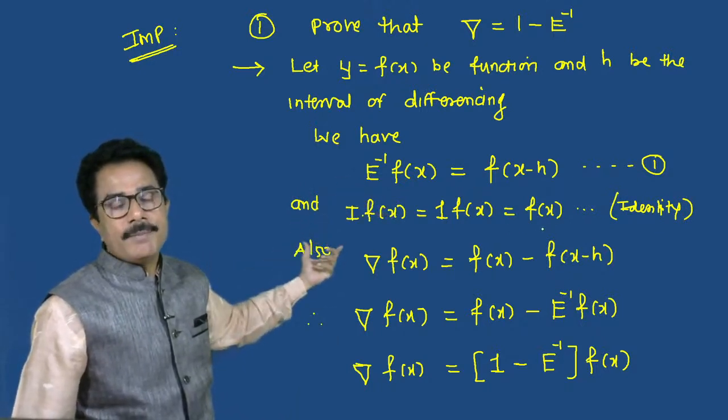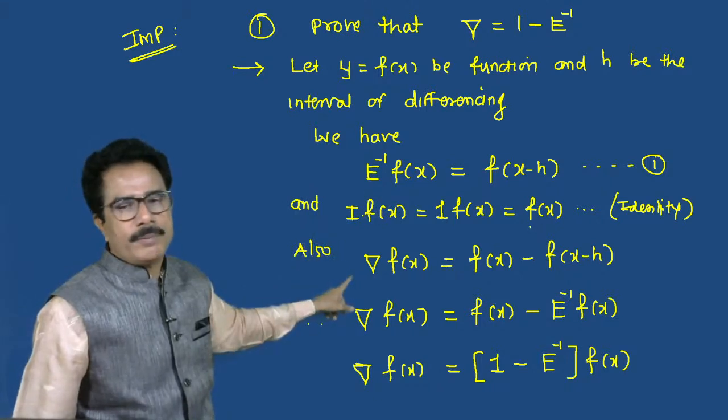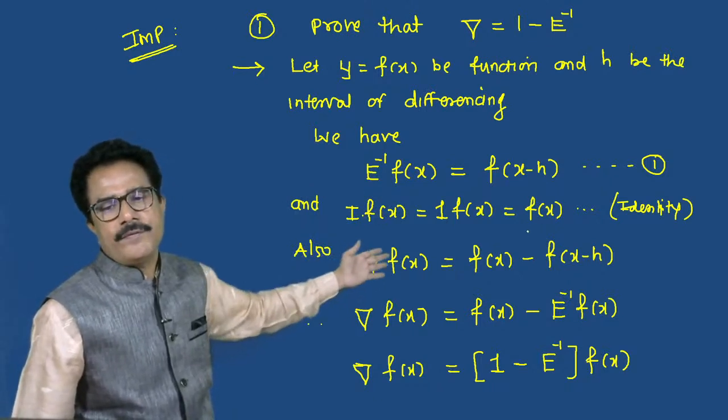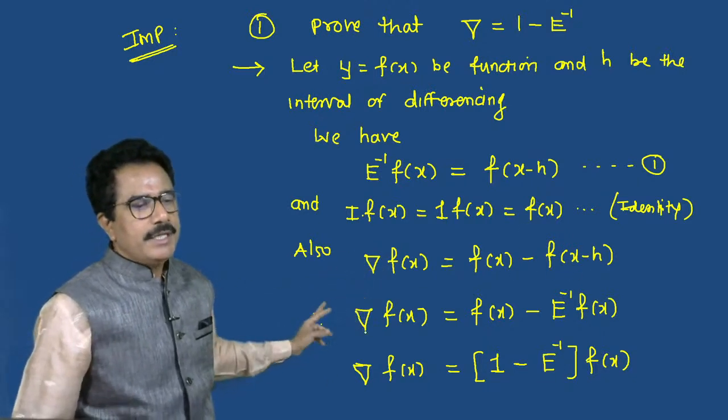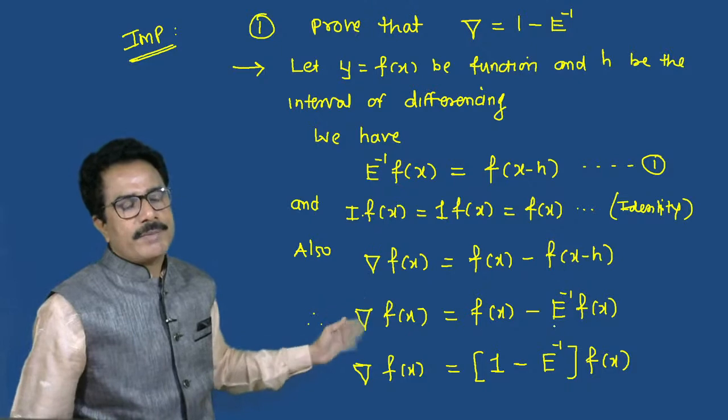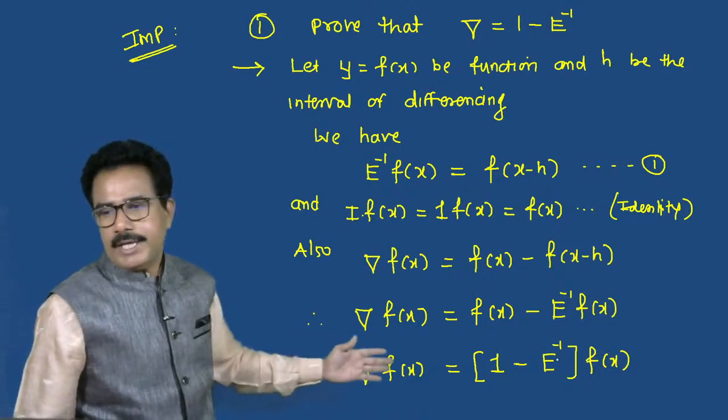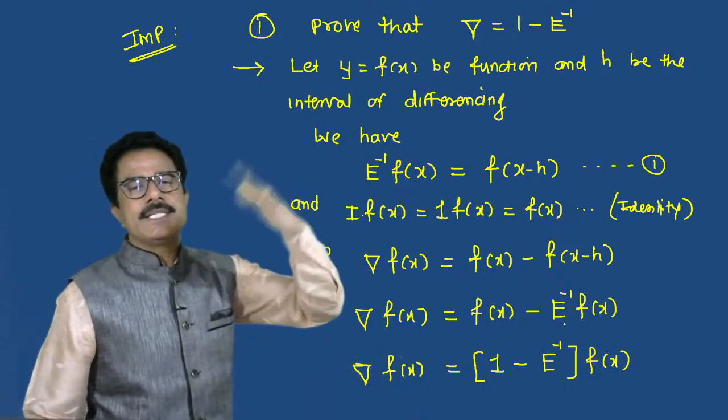Now we know that by the definition of the backward difference operator, del f of x is equal to f of x minus f of x minus h. So del f of x is equal to f of x minus E inverse of f of x. So take out the common f of x, then we get the result.